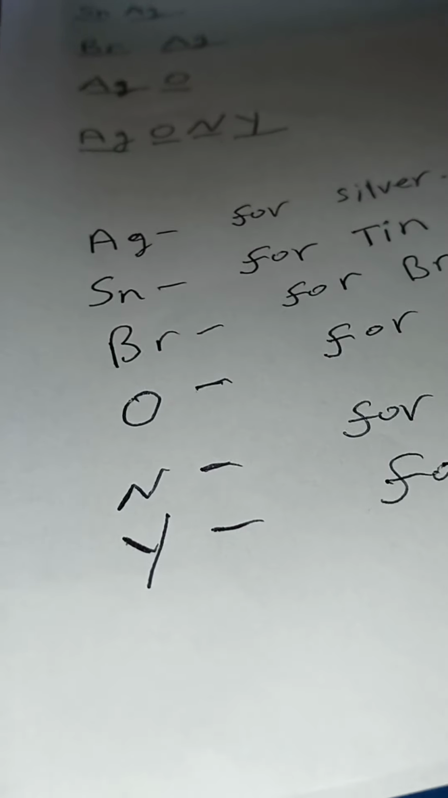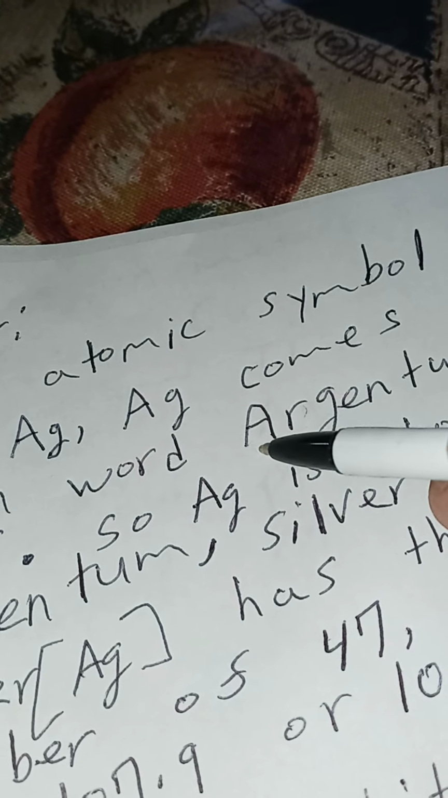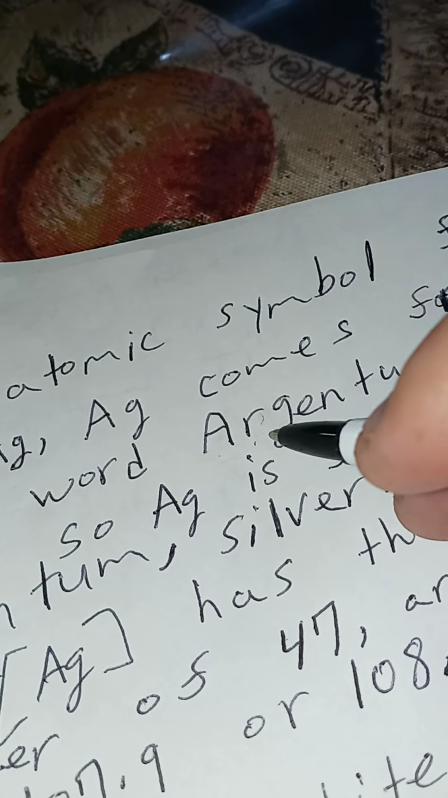So now you got it. Silver, we all know, has the chemical symbol capital A and a small g. Be careful, because that comes from the Latin word argentum, which is right here: capital A-G. See here? Capital A and a small g.